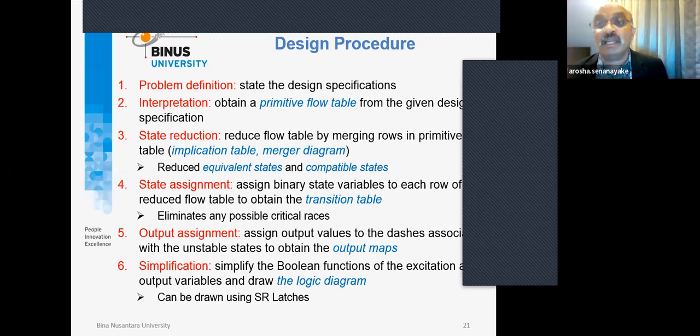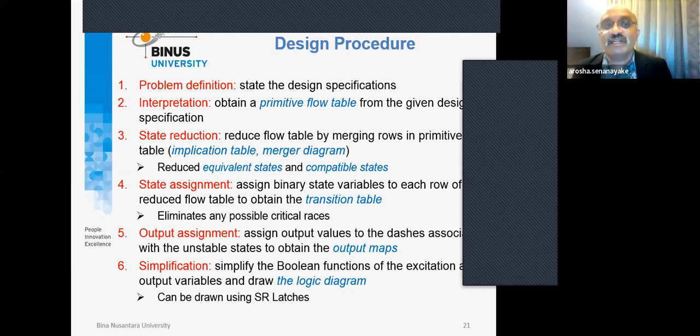So in this case, mainly about states, the design specification. Importantly, we have internal states, really internal states: present state and next state. Very important, so we have to understand and interpret from the design specification. In order to interpret, the first step is to obtain the primitive flow table. I was explaining the flow table to you a short while ago.